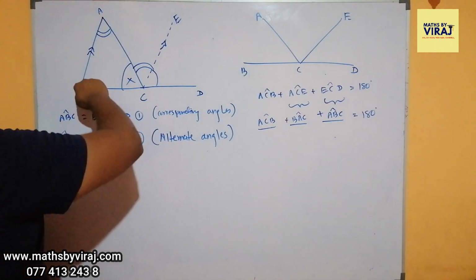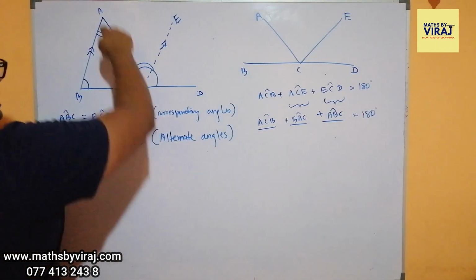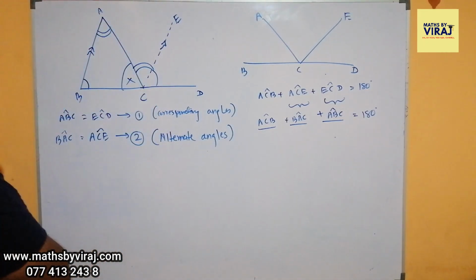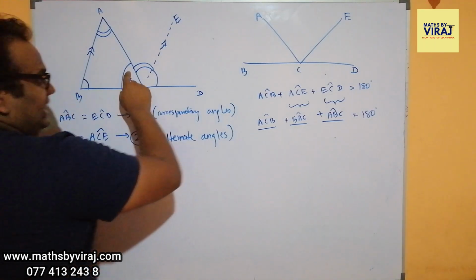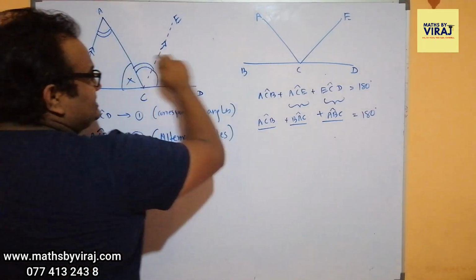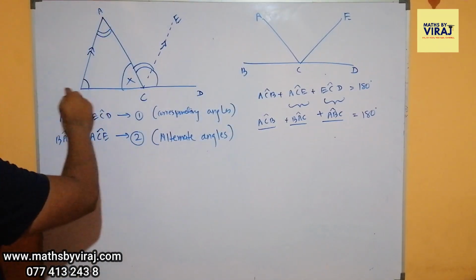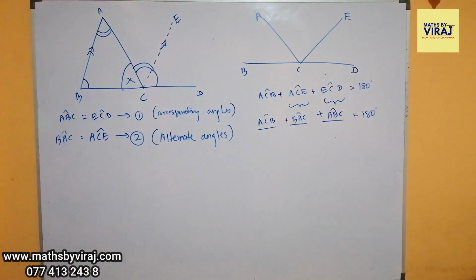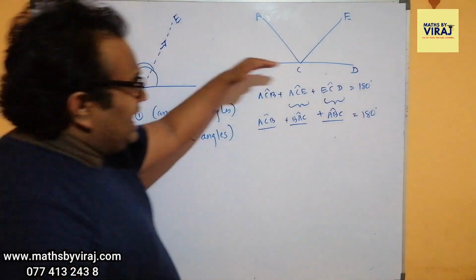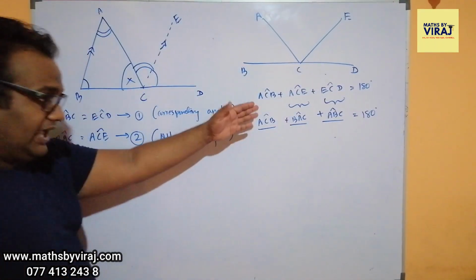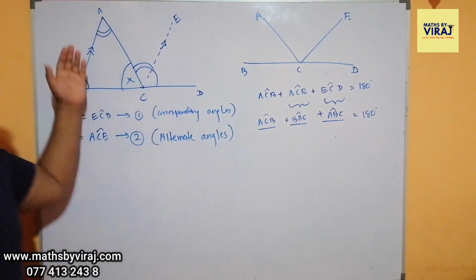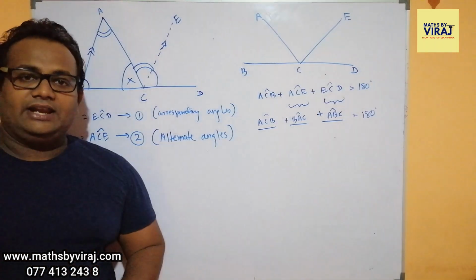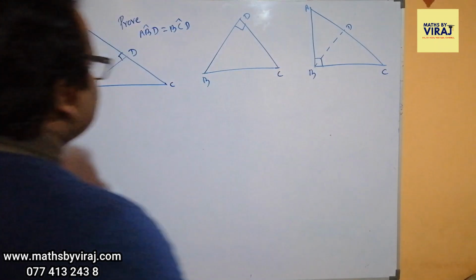That is, I have found the relationship between angle BAC and ACE, alternate angles. Angle ACB is common. You see that this angle is equal to this angle. And angle ABC, I have proved that it is equal to angle ECD using corresponding angles. Therefore, angles on the straight line add up to 180. Likewise, using the comparisons and the equal angles, I can prove that angles in the triangle ABC add up to 180.